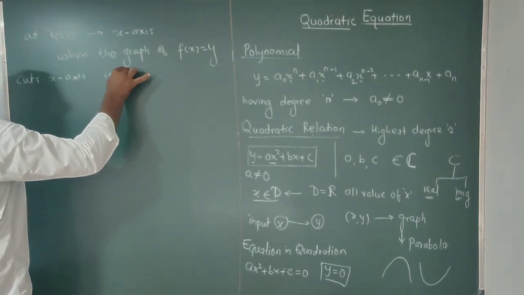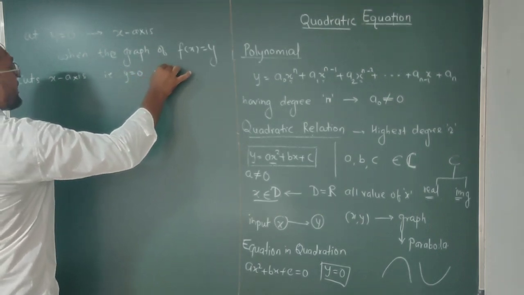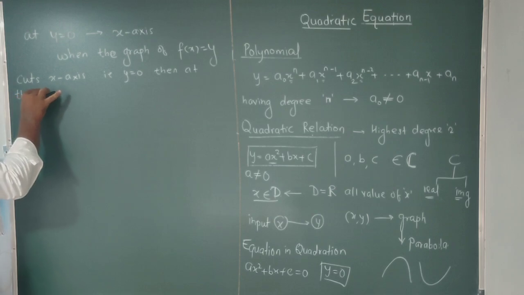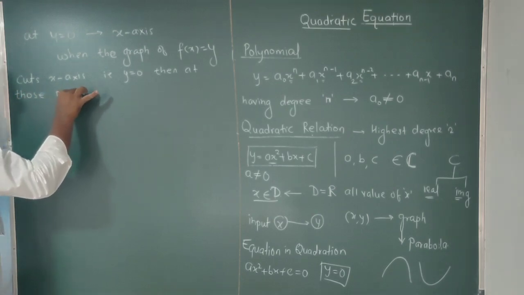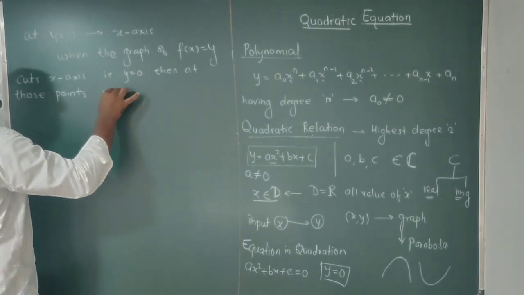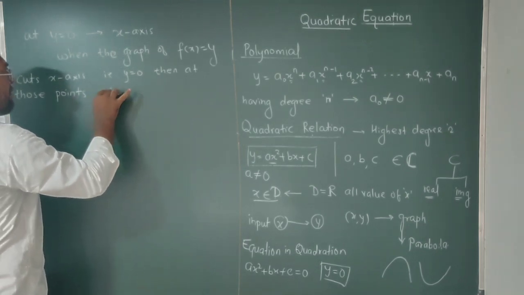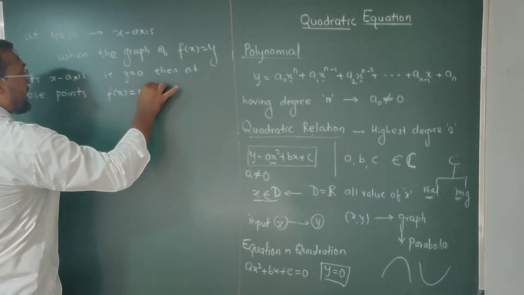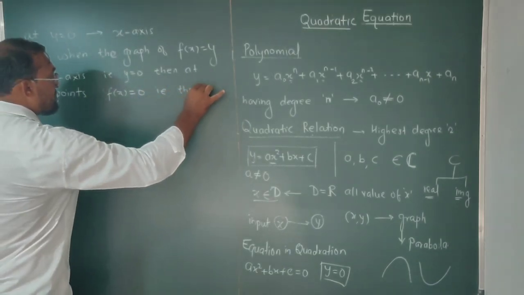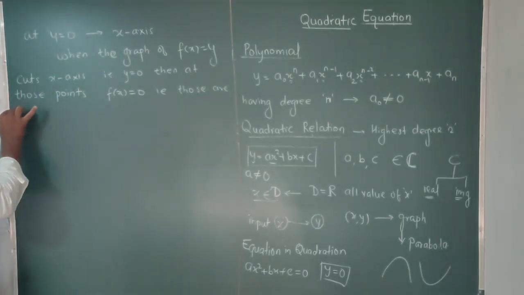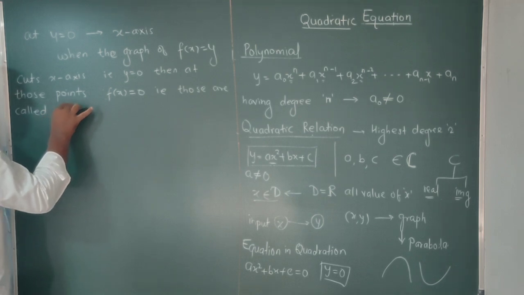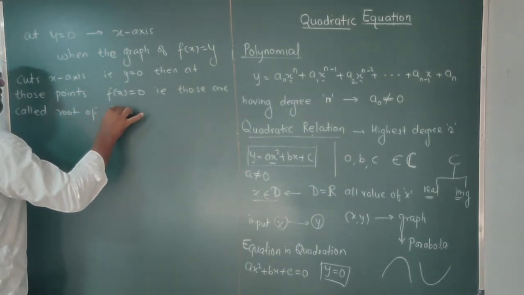that is y equal to 0, then at those points, it may be singular, it may be plural, then at those points y equal to 0, f of x becomes 0, that is, those are called the roots of the equation. Roots of f of x.